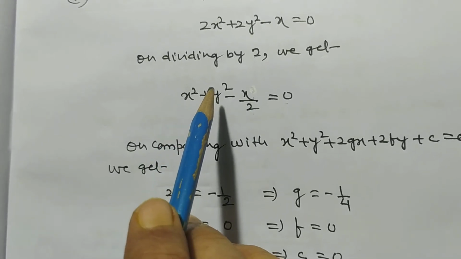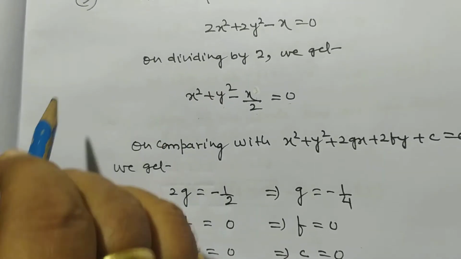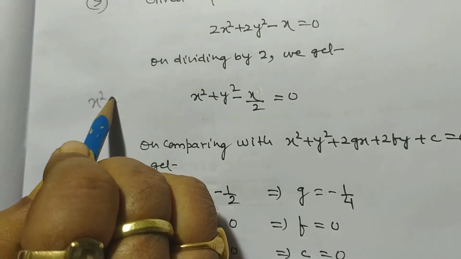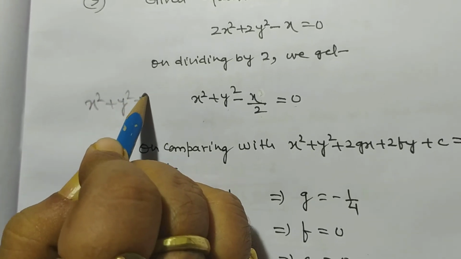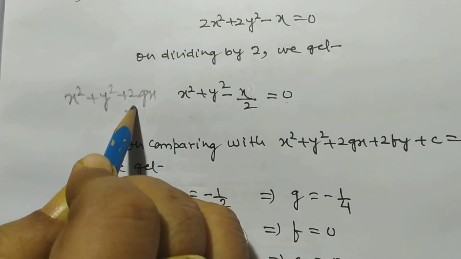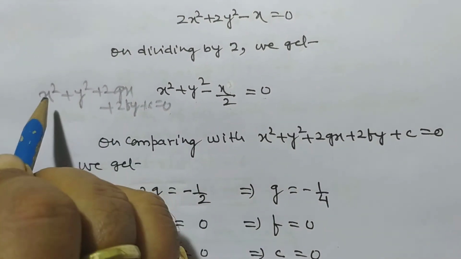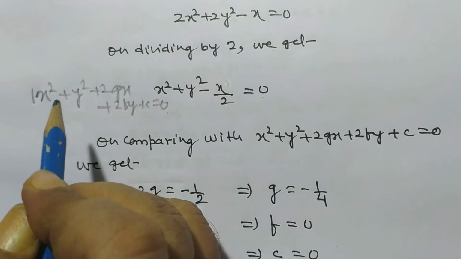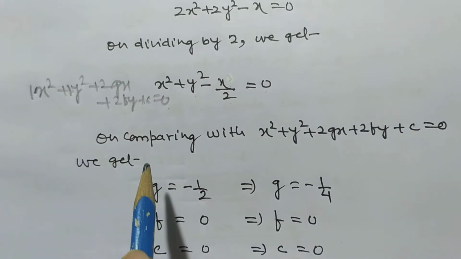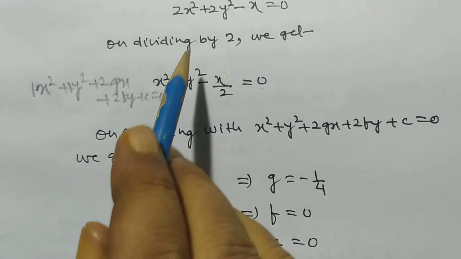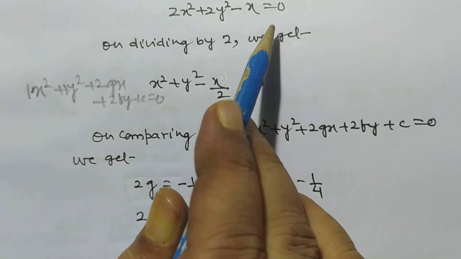Because the general equation of the circle is x square plus y square plus twice gx plus twice fy plus c is equal to 0. Here coefficient of x square is equal to 1. Coefficient of y square is equal to 1. So, we divide this equation by 2.